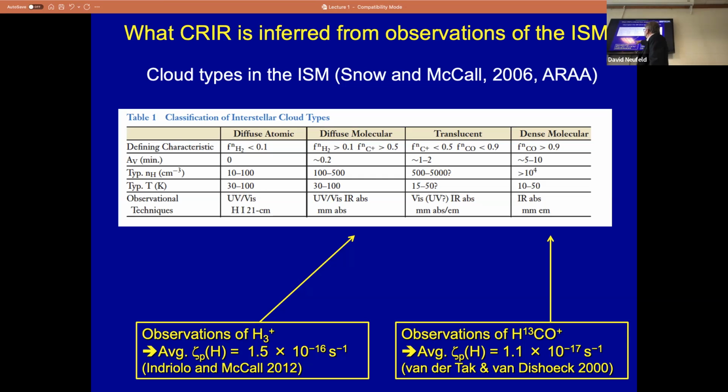People are now observing many different sight lines where you can see H3+. The average value is something like 10 to the minus 16. So it's still an order of magnitude larger. So it seems then that probably what's happening is there's a certain ionization rate, a certain density of cosmic rays throughout the galaxy, and the region of the sun is atypically low.